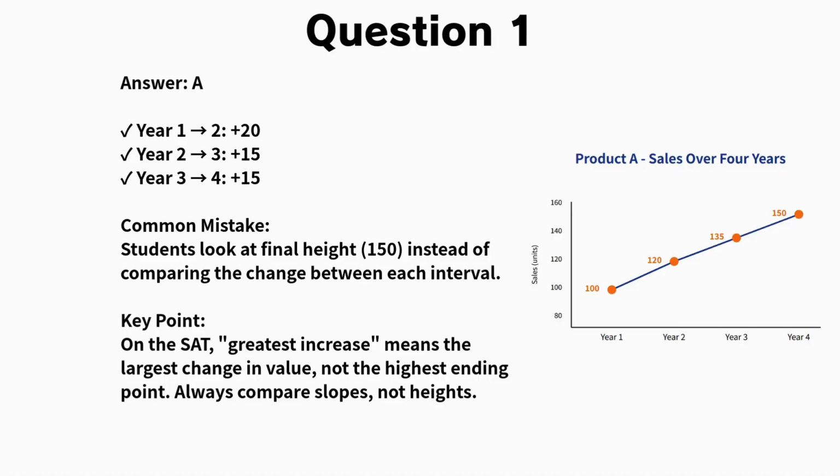On the SAT, increase always means the difference between two consecutive points. It's about the slope, the rate of change, not the position. Always compare the steepness of each segment, not where the line ends up.